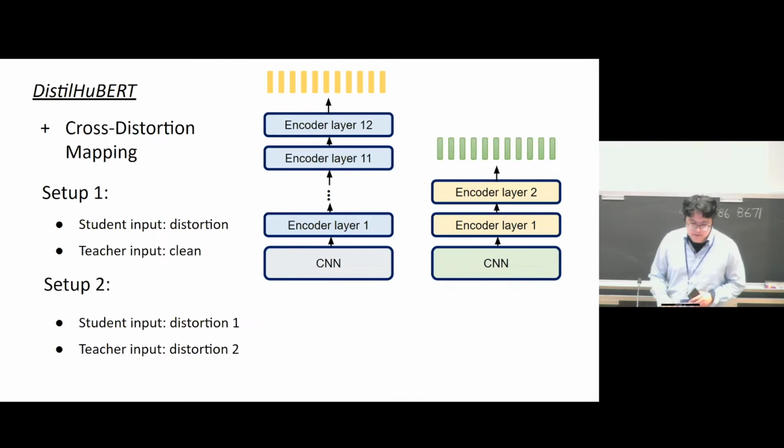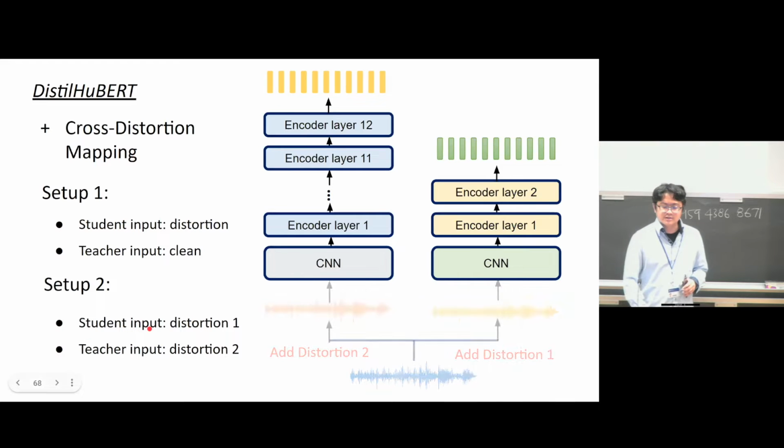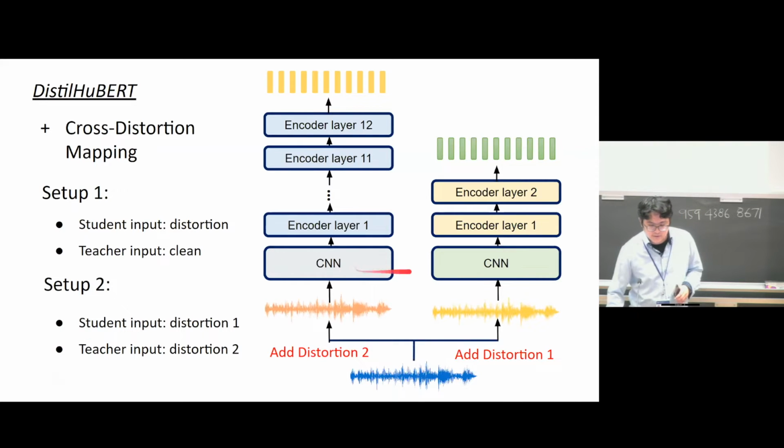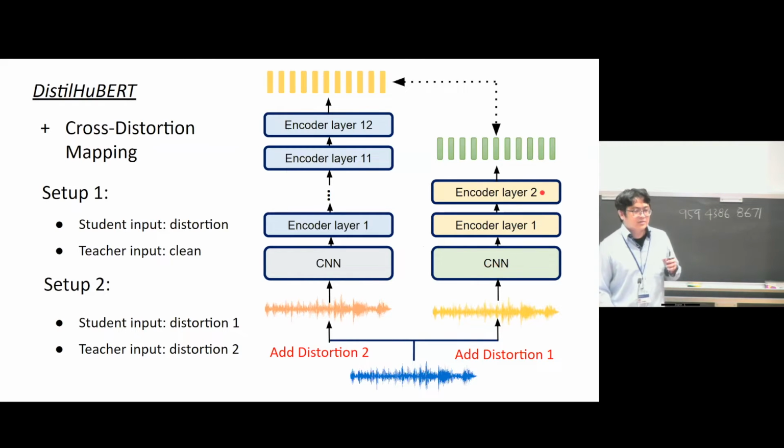And in setup 2, we give the student and teacher different distortions. So we apply different distortions to the speech for the student network and the teacher network. And we still want their outputs to be as close as possible. And you can imagine that in this way, the student model has to learn to extract domain invariant representations.